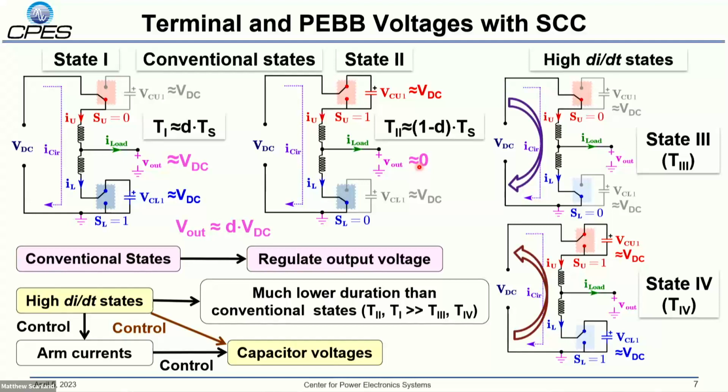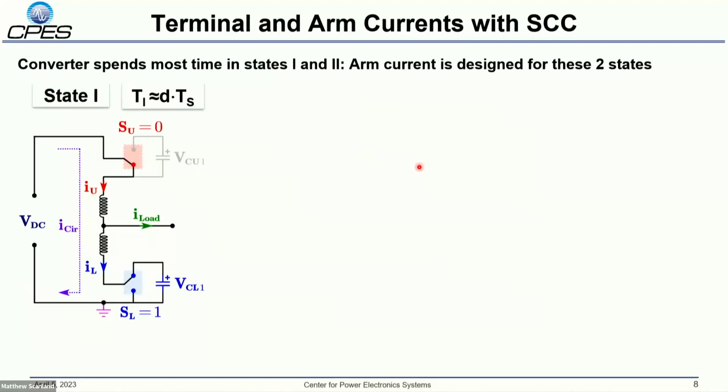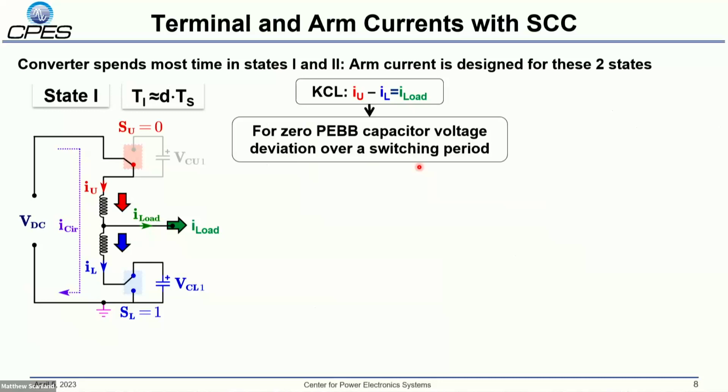All right, it's still a lot of theory. How do we actually do that? So as I mentioned, converter spends most time in states 1 and 2. Let's look at state 1 first and real implementation. So you have KCL, where you have upper minus lower equal to load current, fairly simple. And what we are trying to do is maintain the net PEBB capacitor voltage deviation over a switching period, which is in our case 100 microseconds, to be 0.